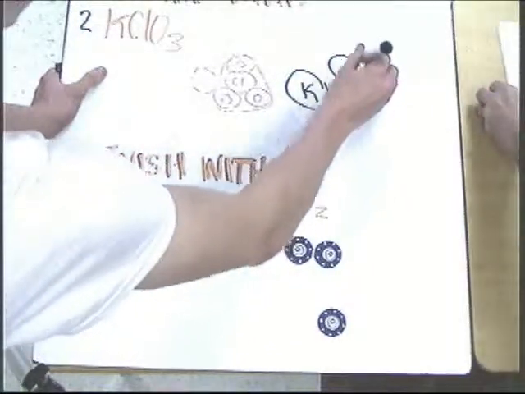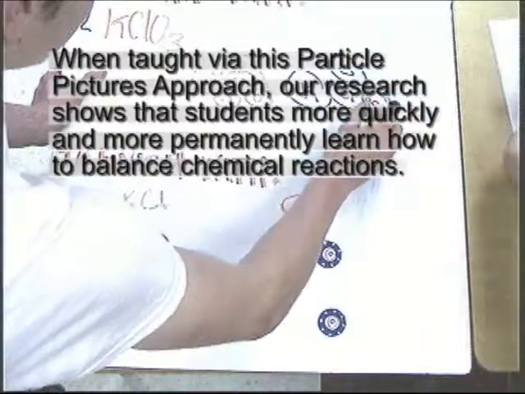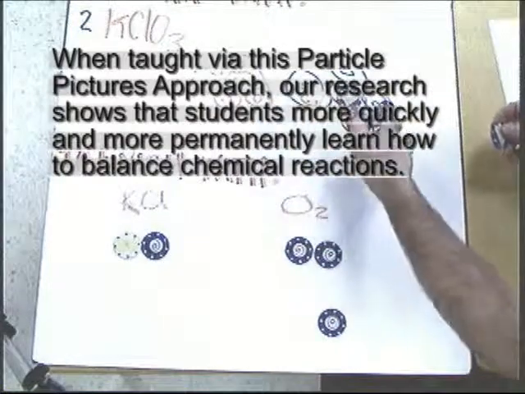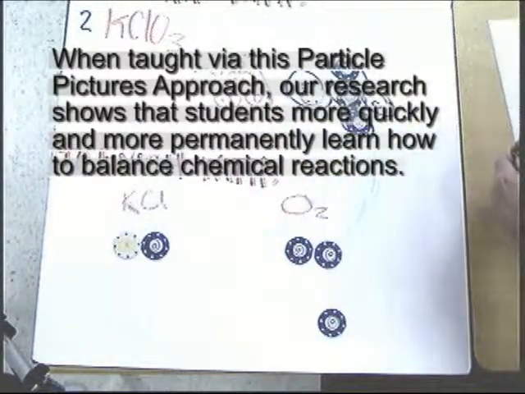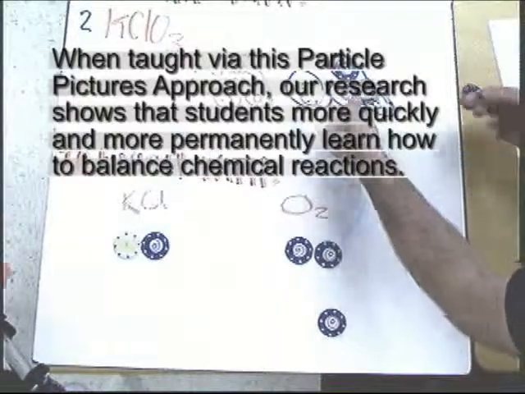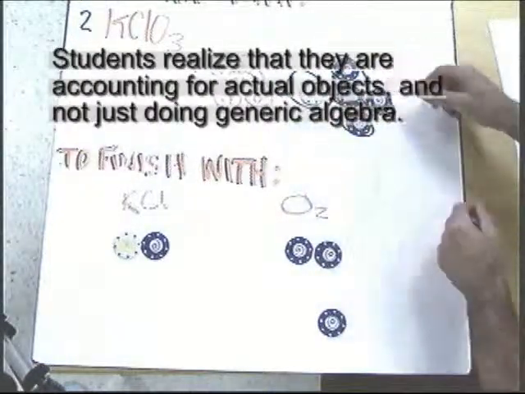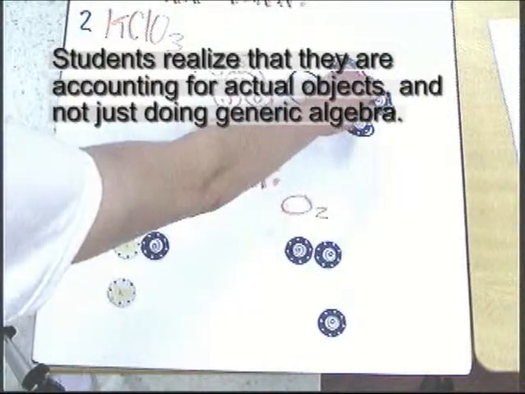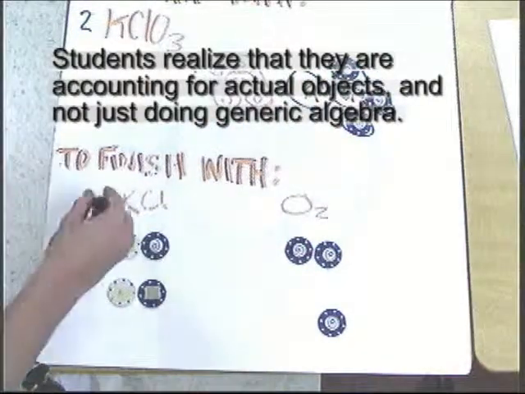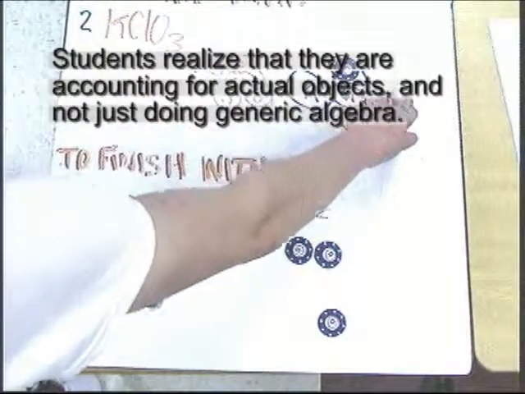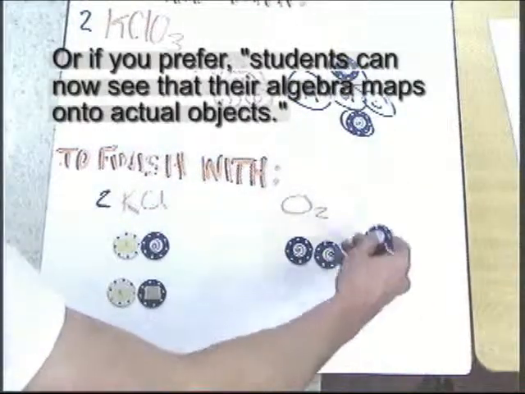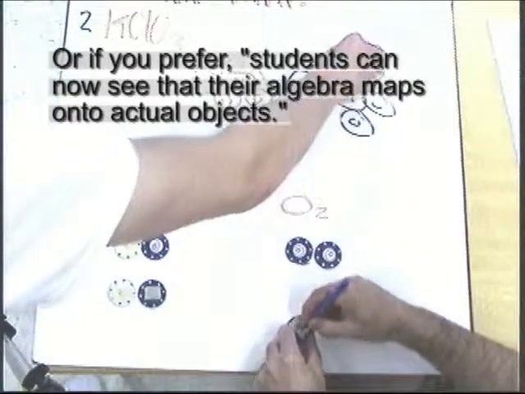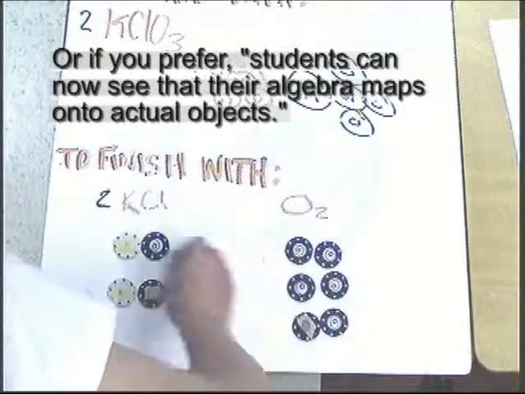So then again, you move these down here, and you end up with 2 KCl's. And then you bring down your oxygens, which is oxygen, but anyways. And you have 3 oxygen.